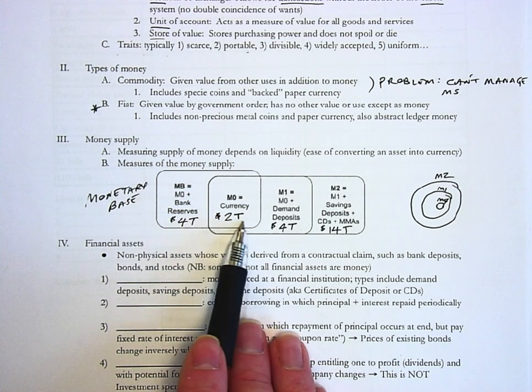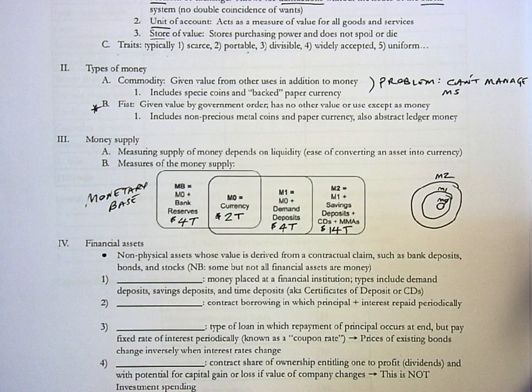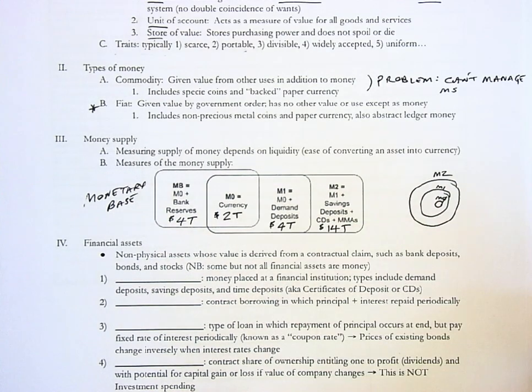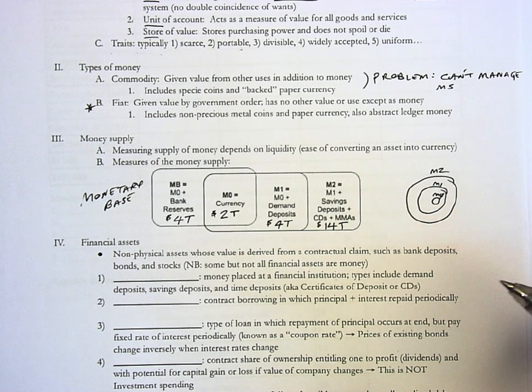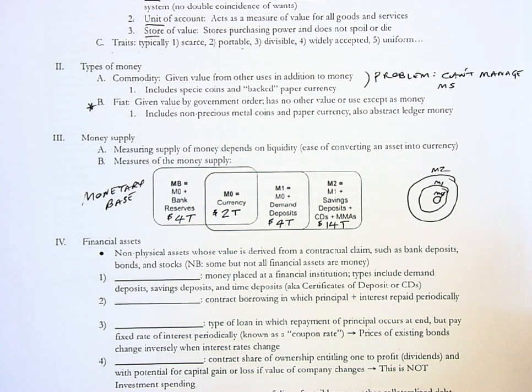Now, you're not going to need to know the numbers. Let's be clear here, that's not that important. But you will need to know the components of M0, M1, M2, and MB. And so you'll be given problems that say, currency is this amount and demand deposits is this amount. How much is M1, right? And so you just add those two together and that gives you M1.